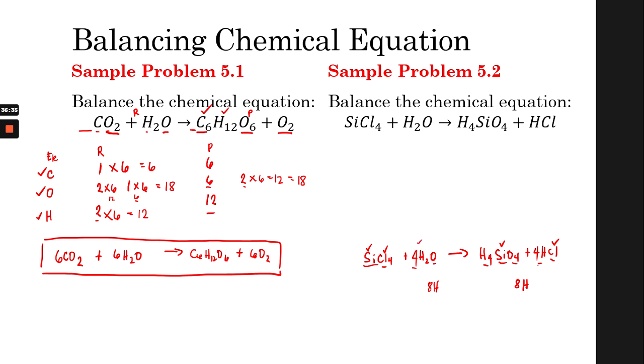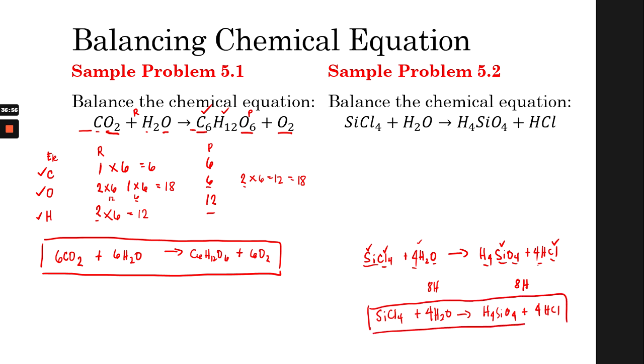So that checks out. In the end, the answer should be SiCl4 plus 4 molecules of H2O will yield H4SiO4 plus 4 molecules of HCl. So that's how you can answer this.